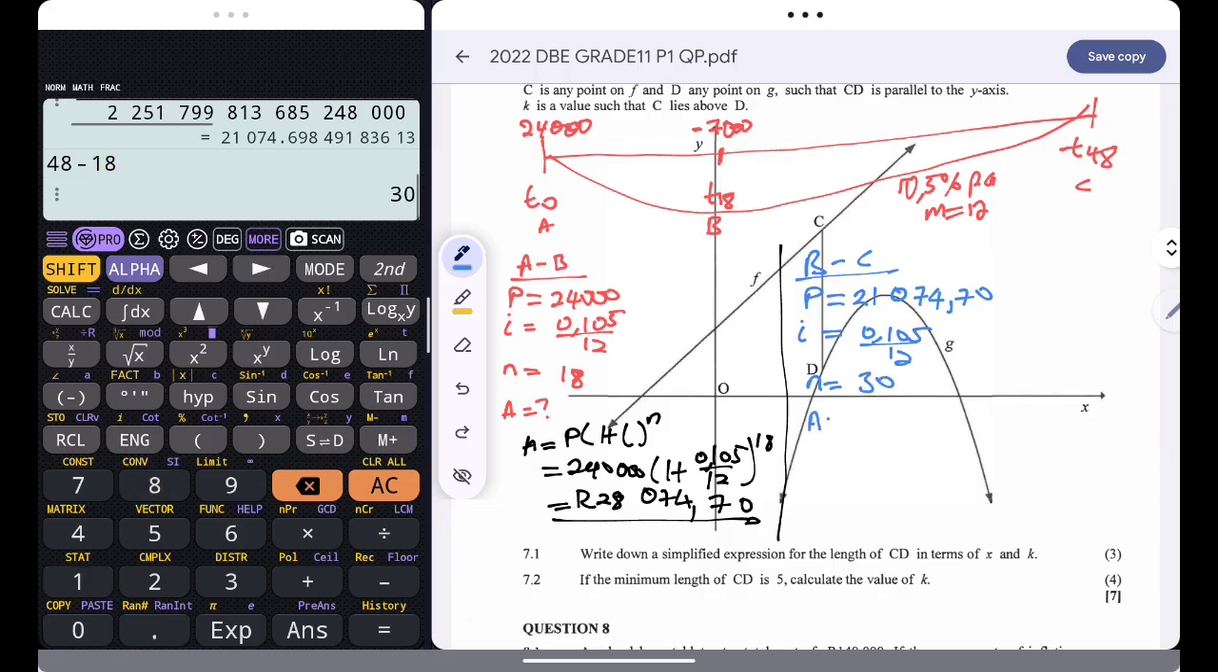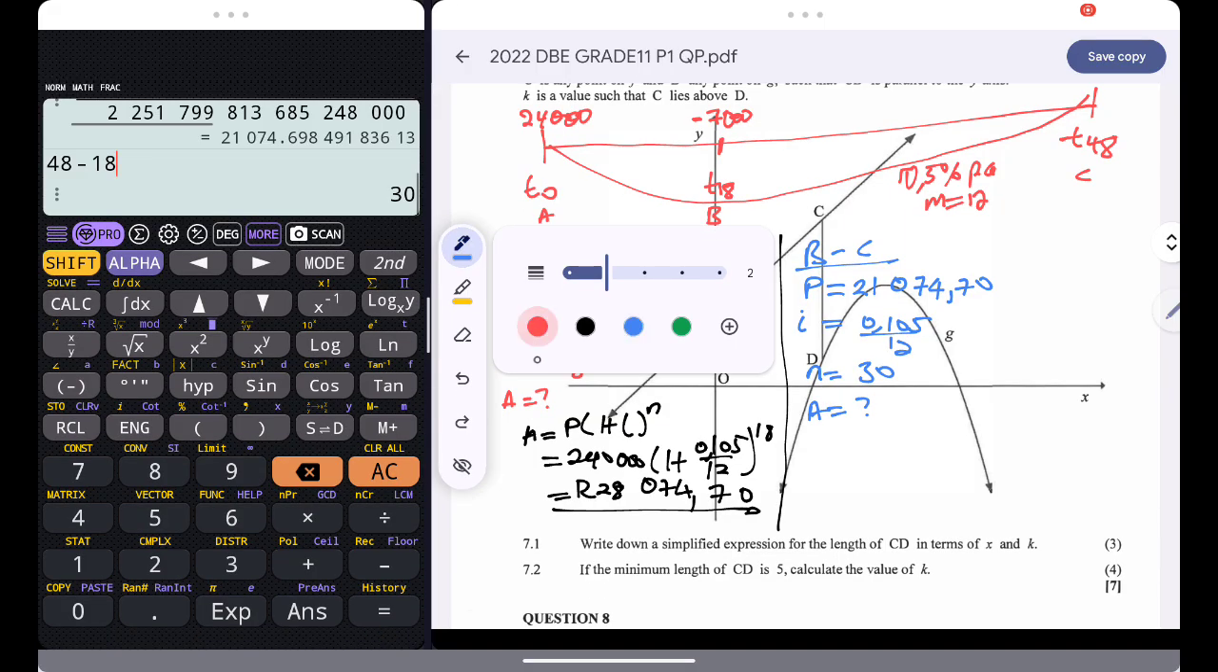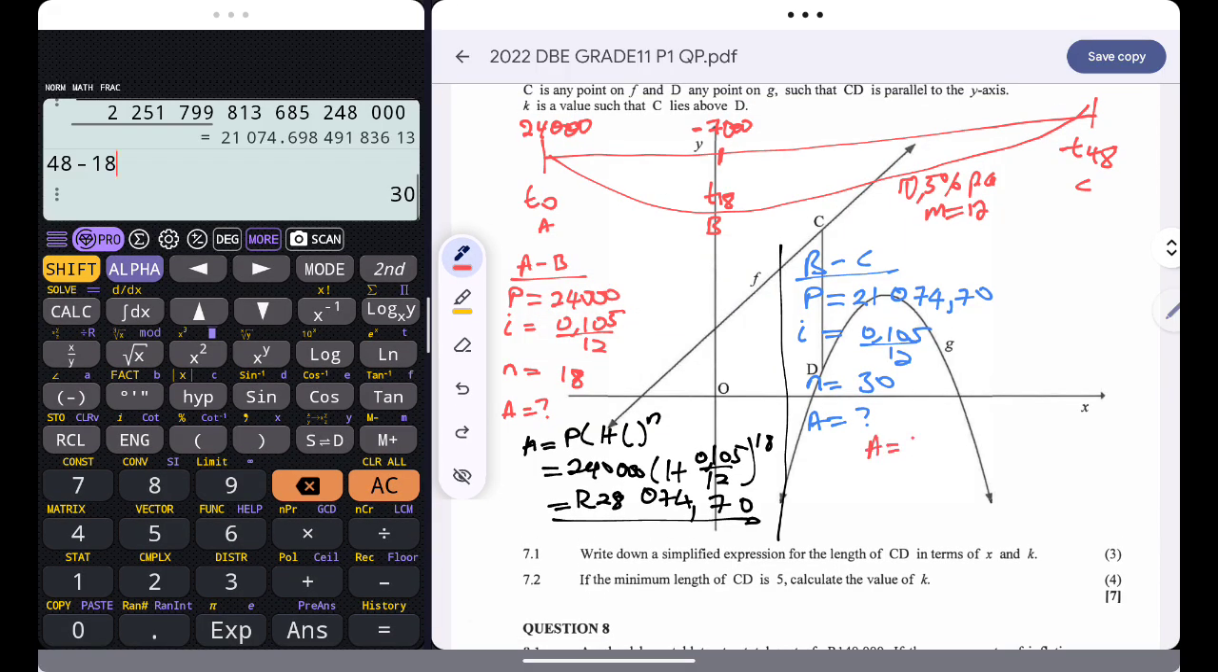I just want to find A. A will be the amount of money I will have there. Okay. How can I find A? I'll simply say A is equal to P (1 plus i) to the n. P is 21,074.70, times 1 plus 0.105 all over 12, all raised to the power 30.